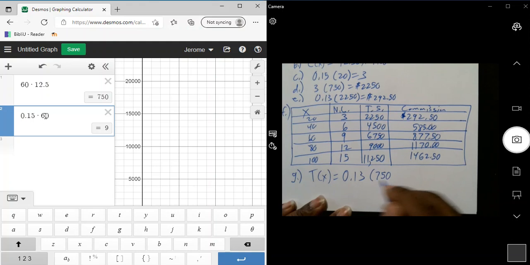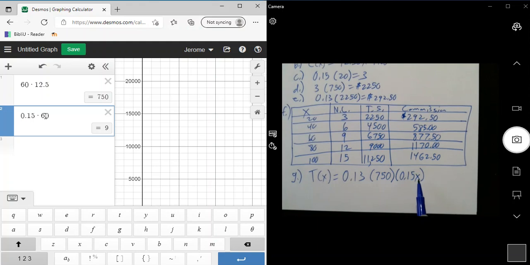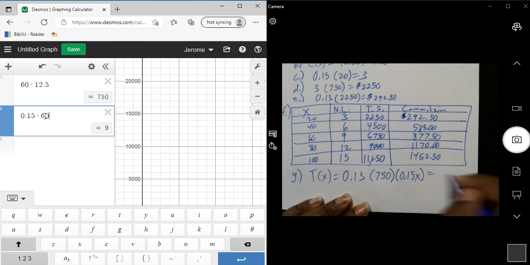So we know we expect every client we get to spend $750, and then it's 15% of X. So it's 15% of the total people that attend will tell you how many clients you have. How many clients you have will be multiplied by the $750 you expect them to spend, and then you make 13% off of that. So this here would be 14.625x.